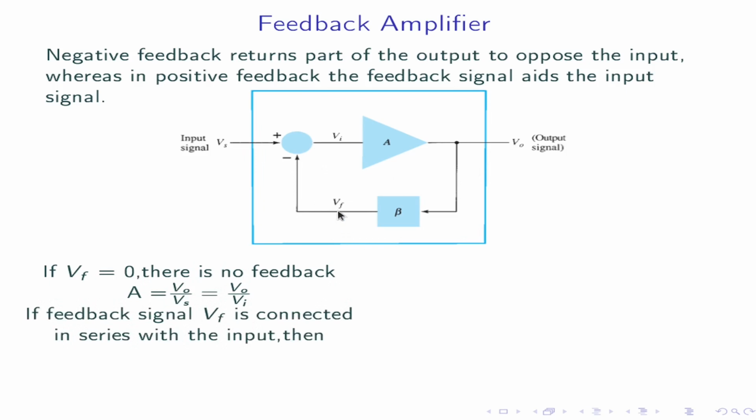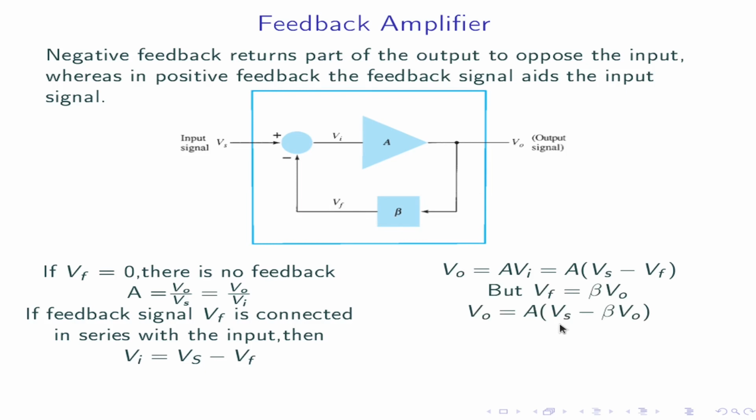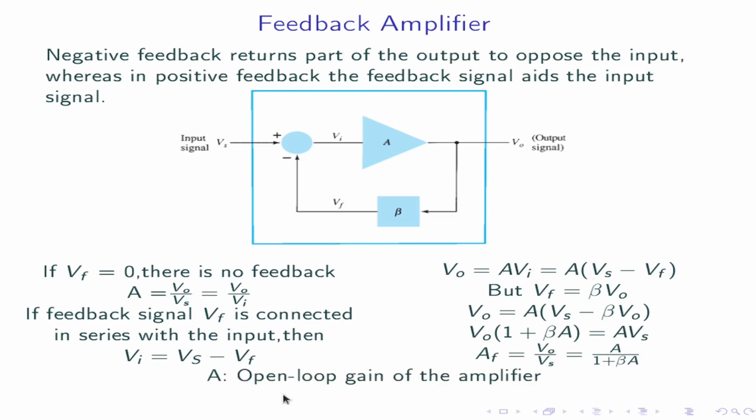If feedback signal Vf is connected in series with the input, then Vi is equal to Vs minus Vf, since it is negative feedback. Vo is equal to A into Vi, that's equal to A into (Vs minus Vf). But Vf is equal to beta times Vo. Therefore, Vo is equal to A into (Vs minus beta Vo), or Vo into (1 plus beta A) is equal to A into Vs. Vo by Vs is equal to AF, that's equal to A by (1 plus beta A), where A is the open loop gain of the amplifier and AF is the closed loop gain of the amplifier, or gain of the amplifier with the feedback.